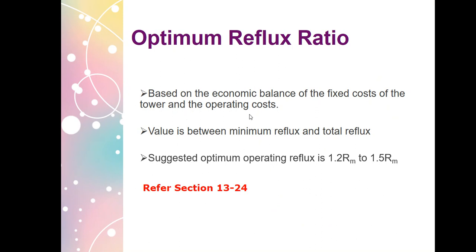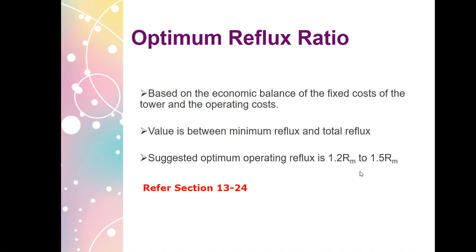Now, what is the operating reflux ratio? Sorry class, the optimum reflux ratio. This is based on the economic balance of the fixed cost of the tower and the operating cost. So its value is dependent on the minimum value, and it's between minimum reflux and total reflux. It's dependent on the minimum value because it could be as small as this or as big as this.